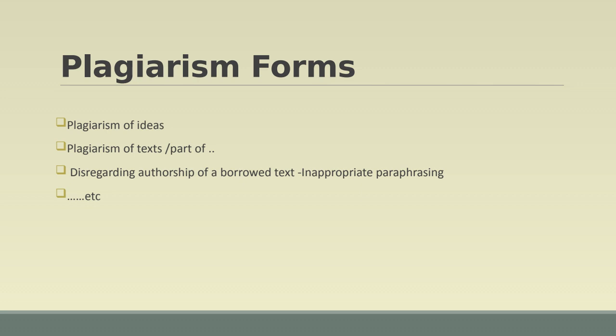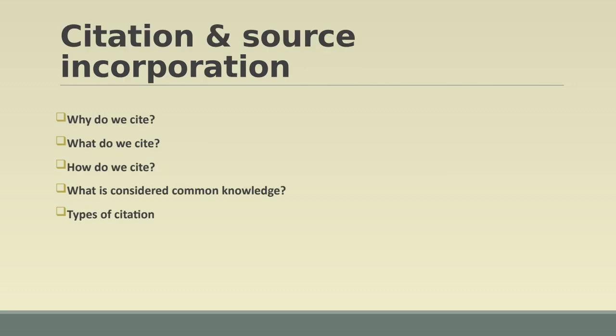So talking about avoiding plagiarism, we'll move onto citation and source incorporation. When we avoid plagiarism, if we are on the right track, then we would say we have to cite. We have to acknowledge the source. We have to mention who has done this part.